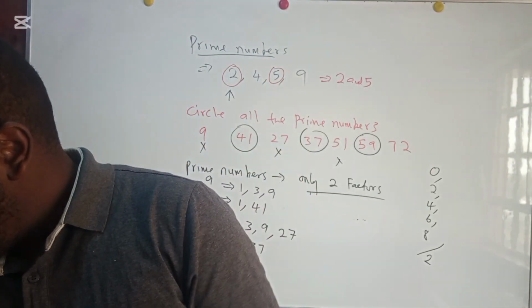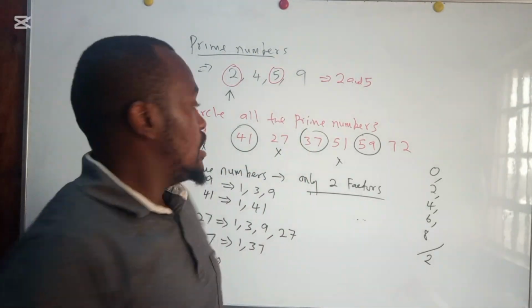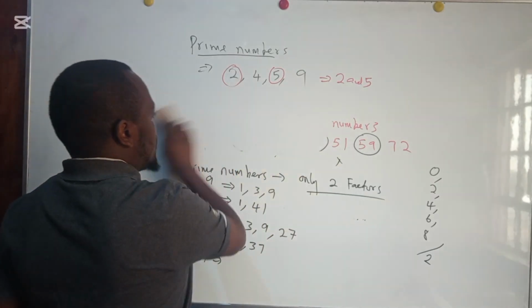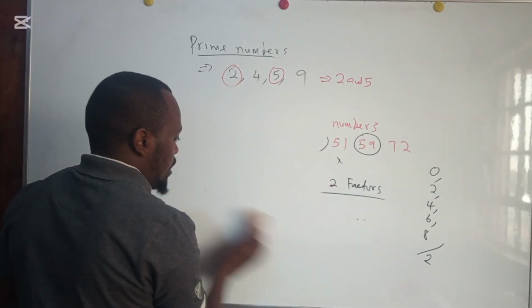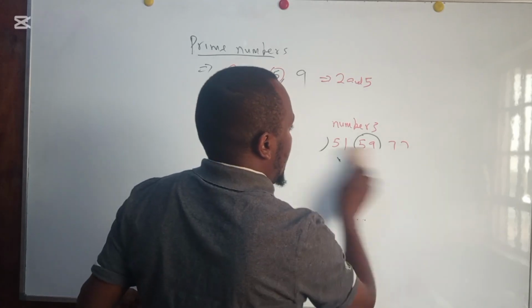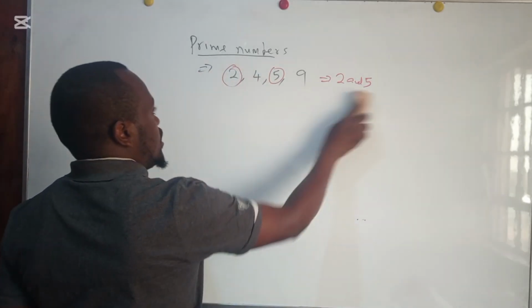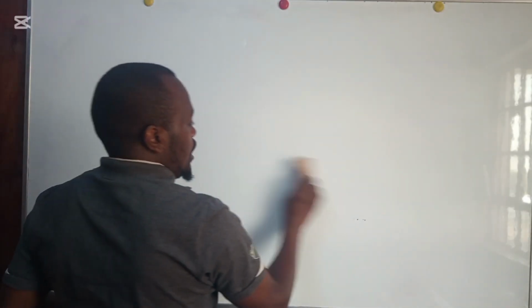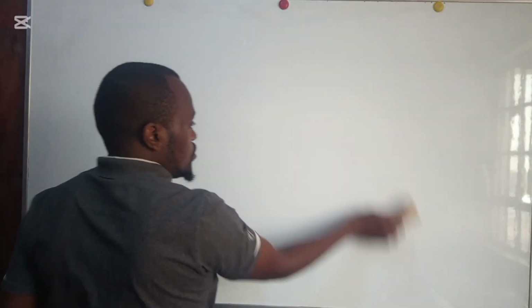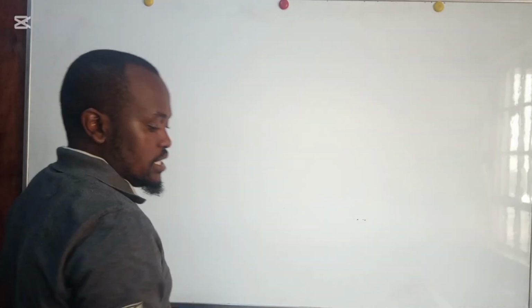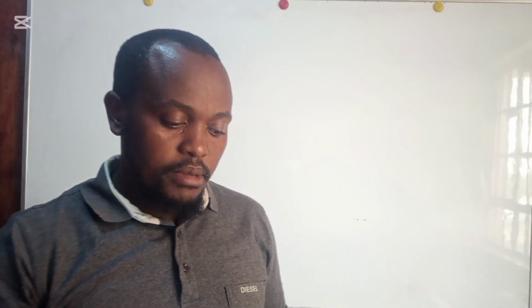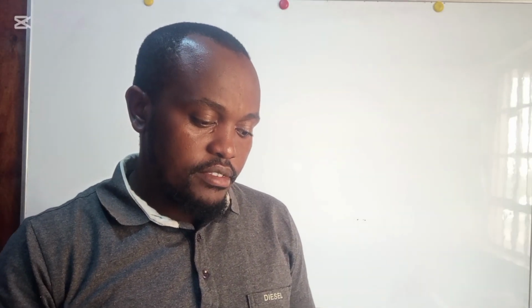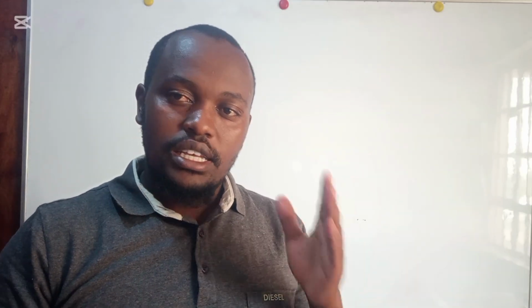Now, let me give you an assignment. Identify all prime numbers between 1 and 50. If you are using your phone to watch this video, you can comment, or a laptop. However, if you are using a TV, you'll need to send me maybe a message on the same. Identify all prime numbers between 1 and 50.